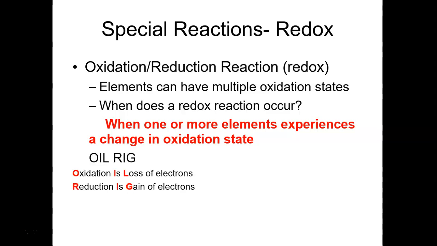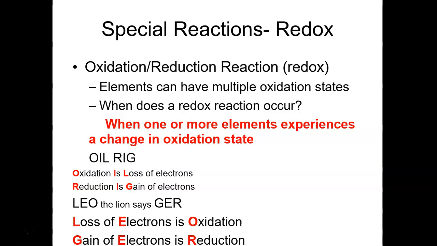Two ways to remember the difference between oxidation and reduction. One is OIL RIG. Oxidation is loss of electrons, reduction is gain of electrons. And the other is Leo the lion says GER. LEO means loss of electrons is oxidation. GER means gain of electrons is reduction.